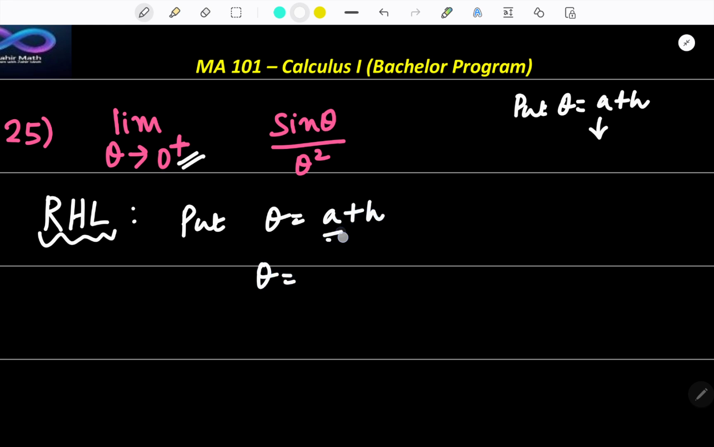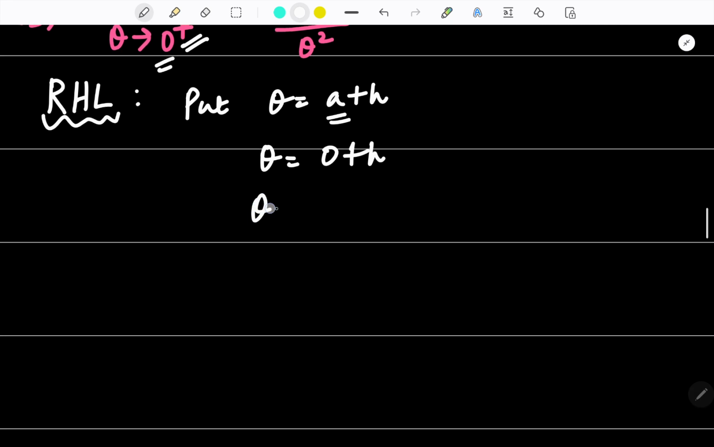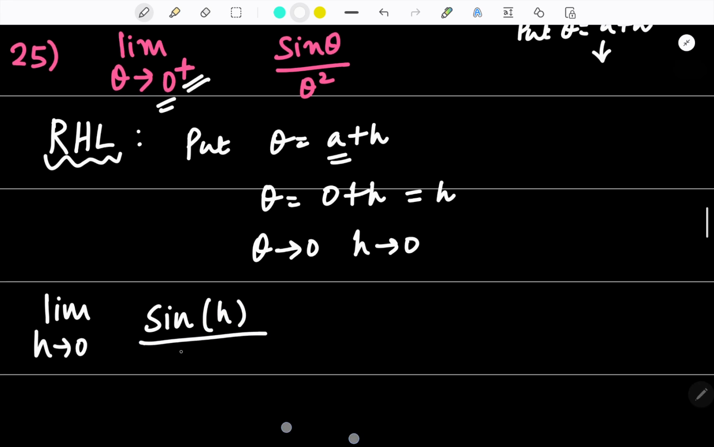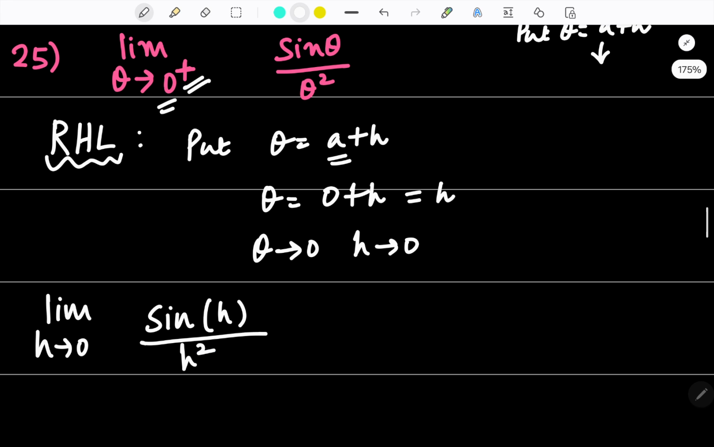So theta equals, here the limit point is what? 0 plus h. It means when theta goes to 0, h goes to 0. So this 0 plus h means h. So you have to do the problem now with h. Sine theta, what is theta? Which is divided by theta square. Theta square is what? h square, right?